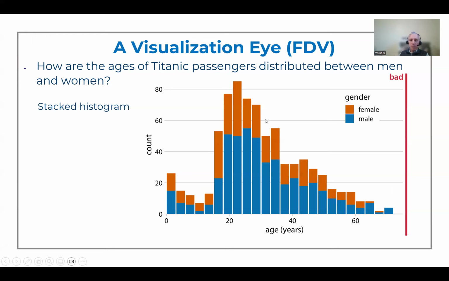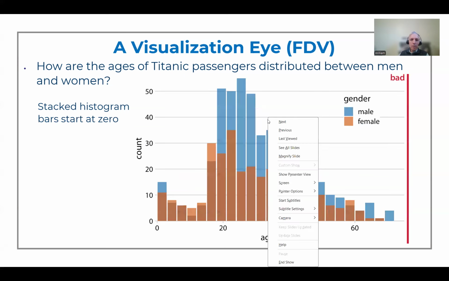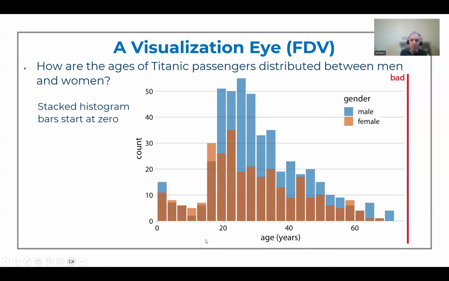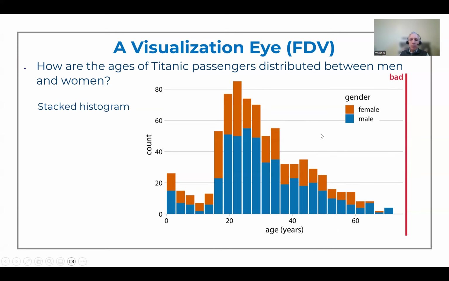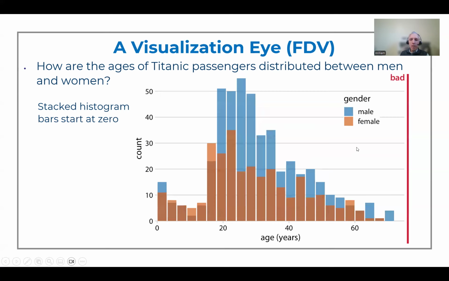The reason it's labeled bad, let's see, I think we go down here. Oh, let me go back here a minute. The reason it's labeled bad is because while you can tell how the age is distributed for men, you can't tell how it's distributed for women because the women don't start at a zero axis. So the problem is that if my task is to understand how the age distribution of men and women works, this chart doesn't work. So instead I say, well, okay, I'll start both the men and the women at zero.